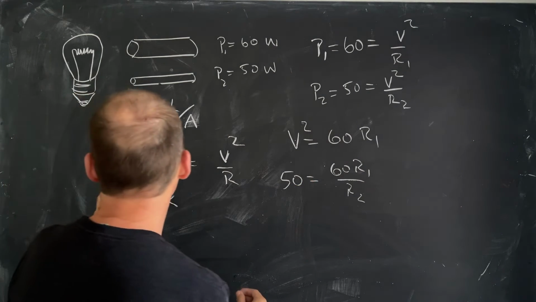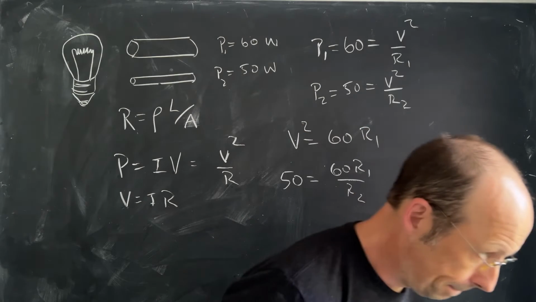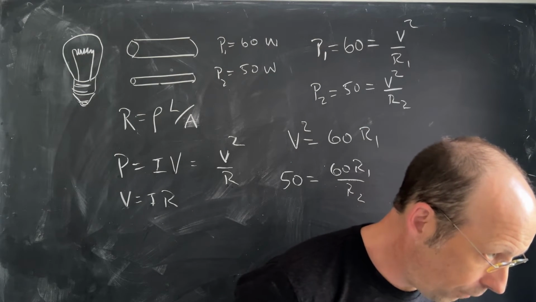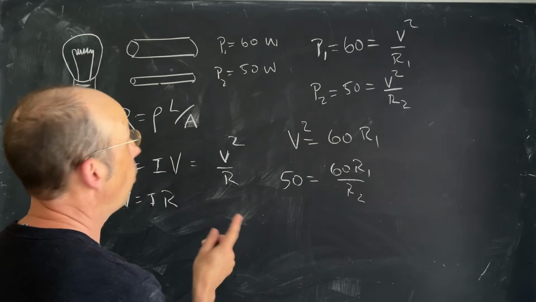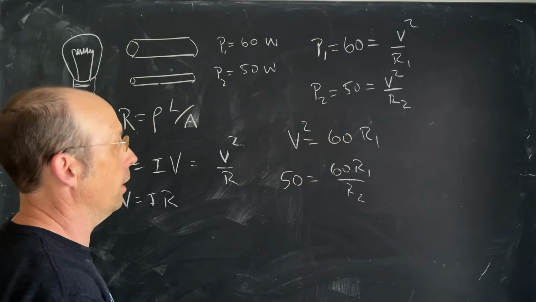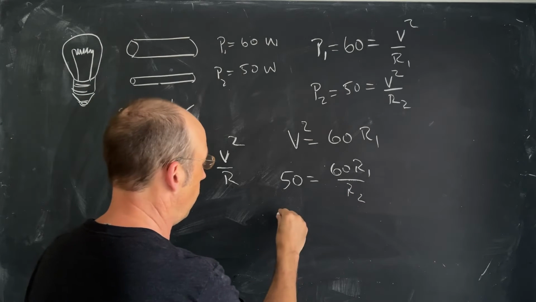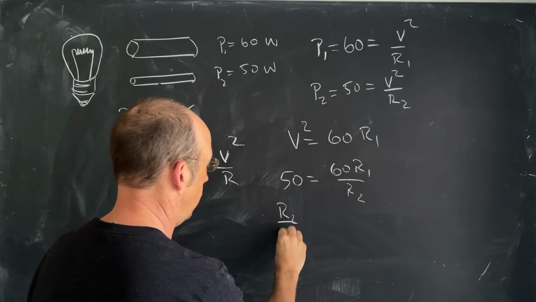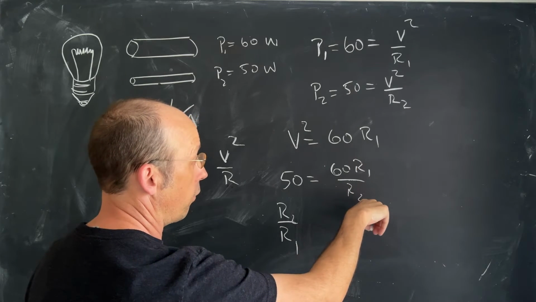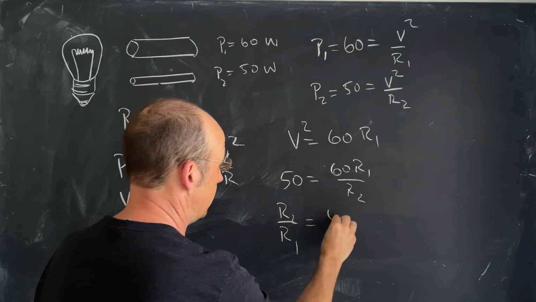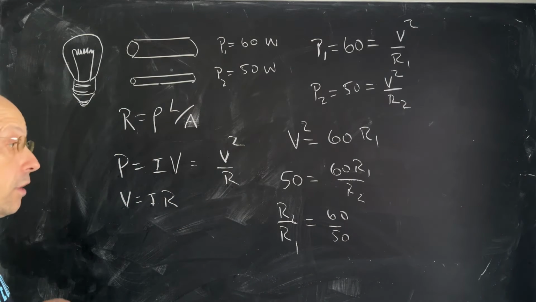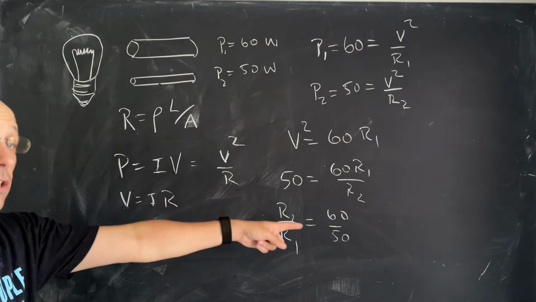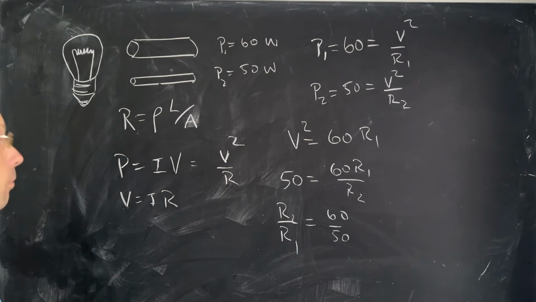So I'm trying to find, what did it ask for? What factor is the diameter reduced? So let's solve for R2 over R1. If I solve this for R2 over R1, multiplying by R2 over R1 divided by 50 is 60 over 50. Okay, so I know the resistance is going to increase by 6/5, or be 6/5 the initial resistance.